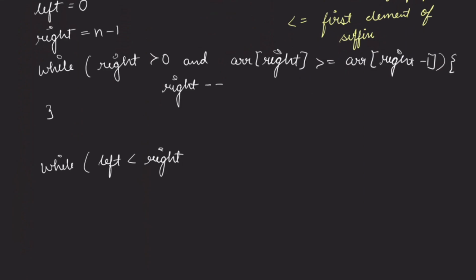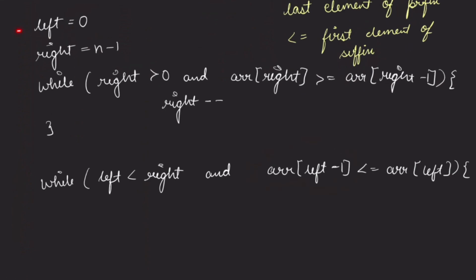Otherwise, our prefix and suffix will overlap, right? And that we don't have to do, right? So while left is less than right and the previous element, which is left minus 1, should be less than or equals to the current element. Only in that case, we are going to check for this left. So initially left is 0. So for that, you won't be having a previous element. So in that case, you can put a condition here that if left is 0, then also we will go inside. Otherwise, if left is not 0, then if the previous element is less than or equals to the current element, then also go inside, right?